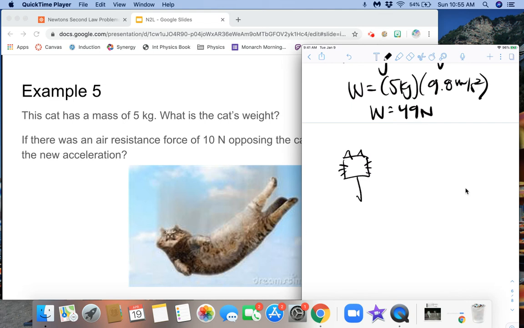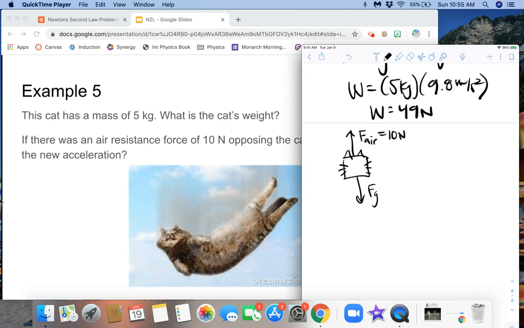So we have the force of gravity acting downwards on that cat, pulling it down towards the Earth. And then we have the air resistance. Remember, air resistance is kind of like friction. It acts in the opposite direction of the motion. So here I'm just going to put force air up like that. So I want to know what the acceleration is. Now, this air resistance force is 10 newtons.